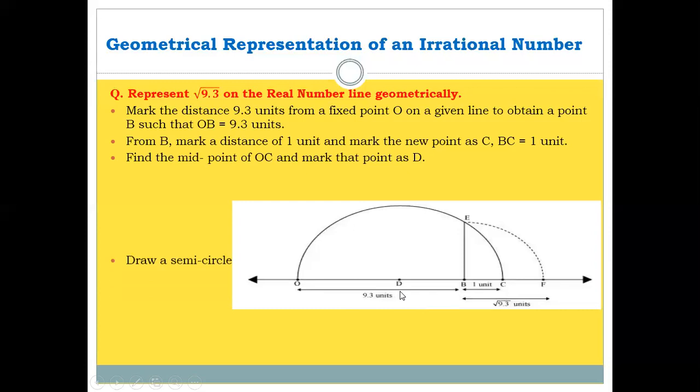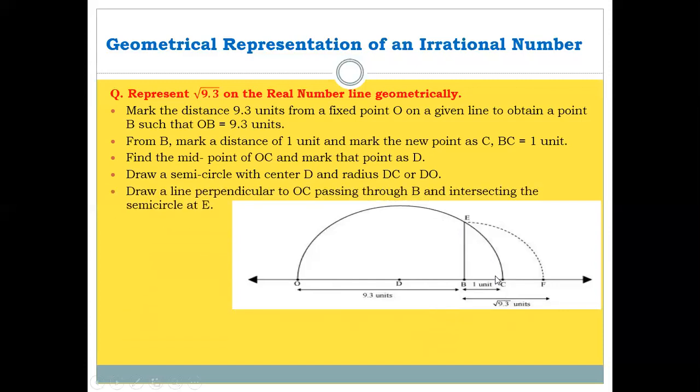Now next we have to draw a semicircle with center D and radius DC or DO. So taking D as the center, DO or DC as the radius, we have drawn this semicircle. This is your next step. Now next we have to draw a line perpendicular to OC. So a line is drawn at point B perpendicular to OC using compass and pencil. So you can draw it, the perpendicular.